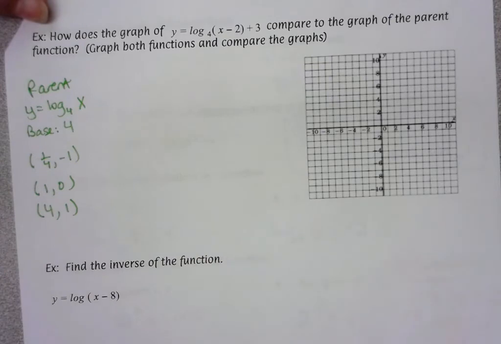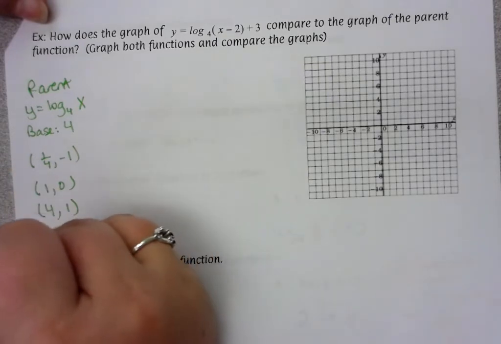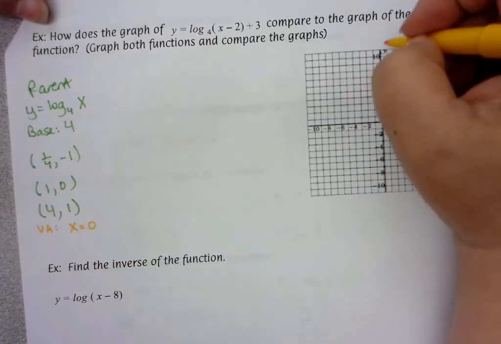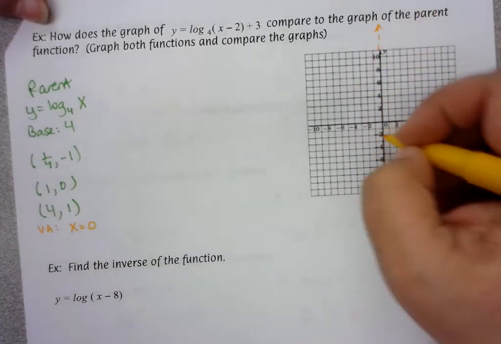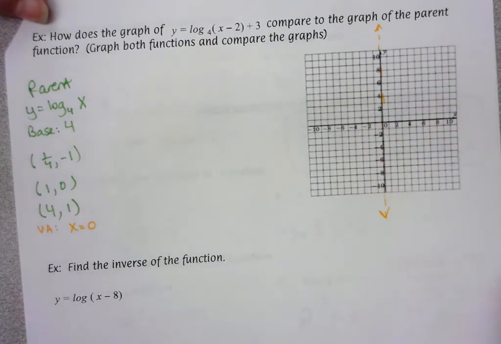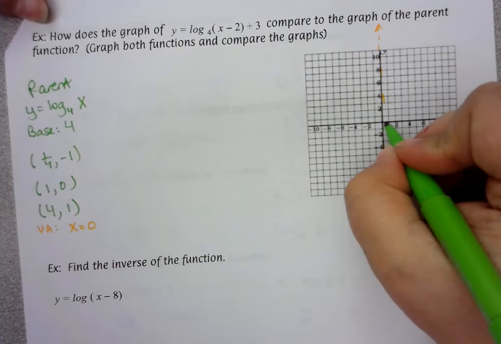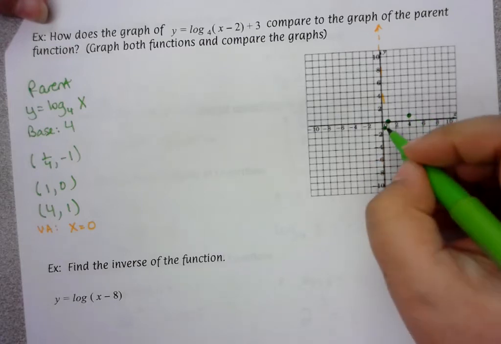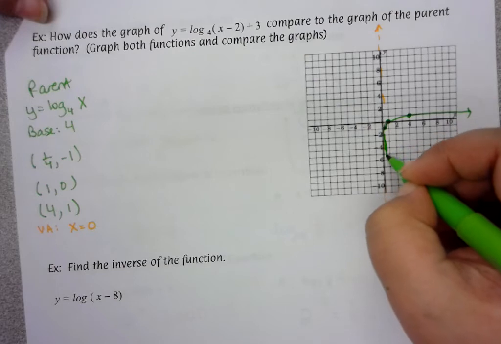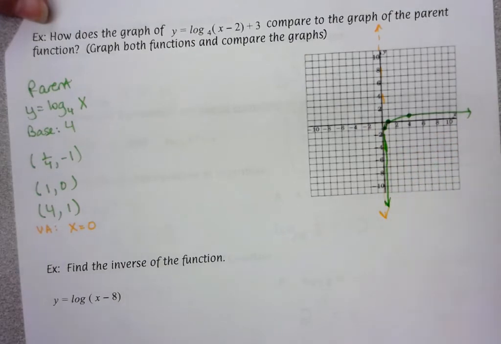I would have a vertical asymptote at x equals 0. Okay, so here would be this one. So from 0, 0, right 1/4 down 1, 1, 0, and from 0, 0 over 4 up 1. So that would be my original.